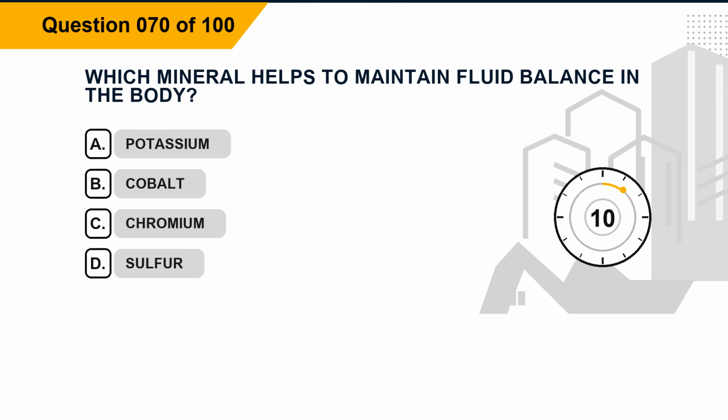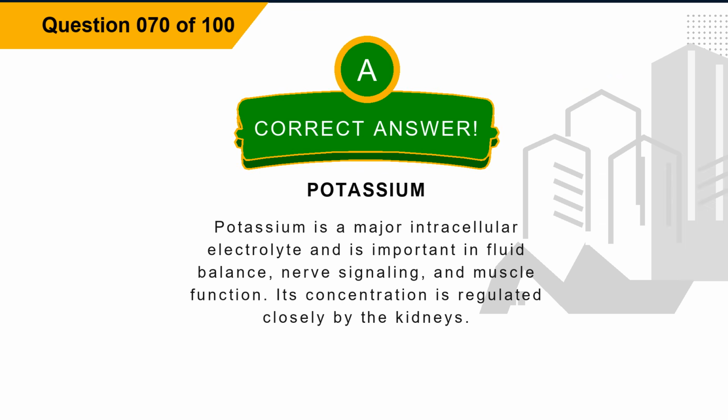Question 70. Which mineral helps to maintain fluid balance in the body? Option A. Potassium. Option B. Cobalt. Option C. Chromium. Option D. Sulfur. The correct answer is option A. Potassium. Explanation. Potassium is a major intracellular electrolyte and is important in fluid balance, nerve signaling, and muscle function. Its concentration is regulated closely by the kidneys.